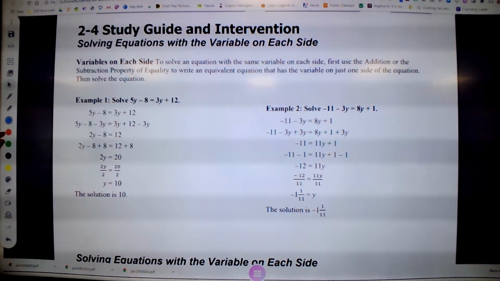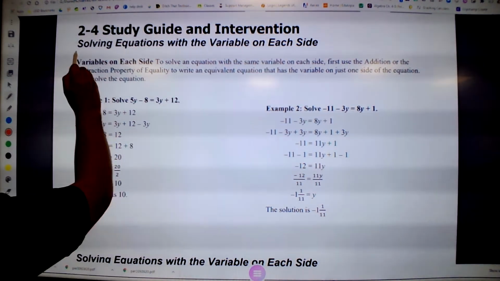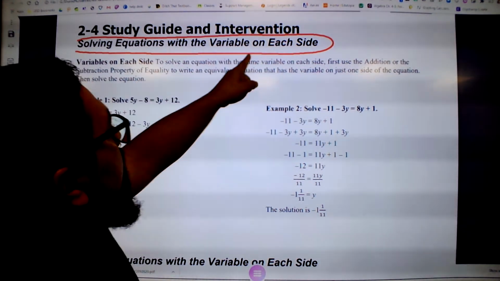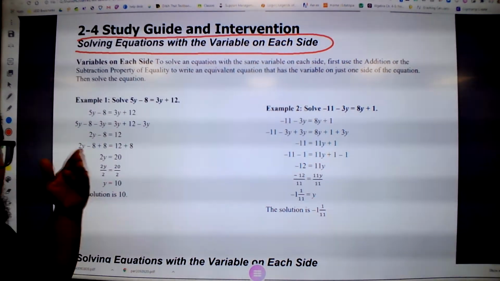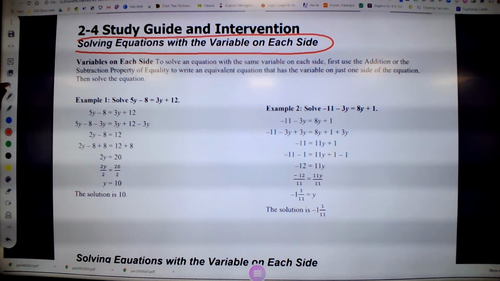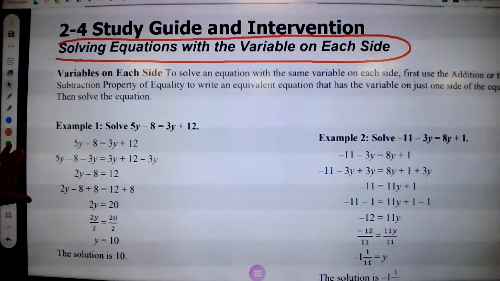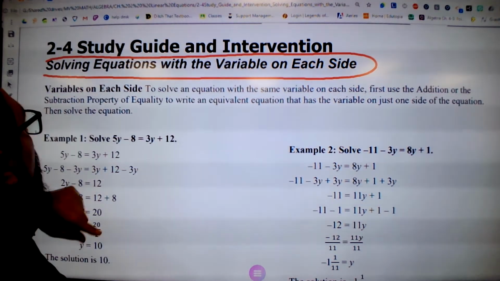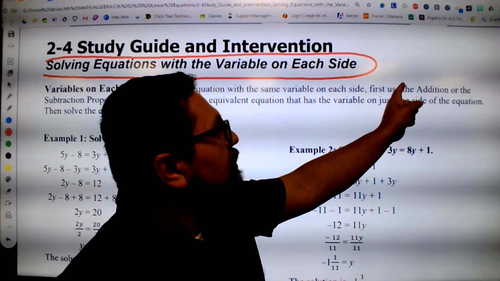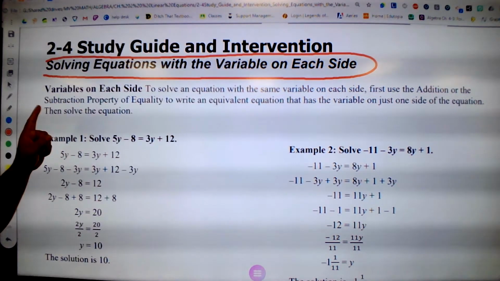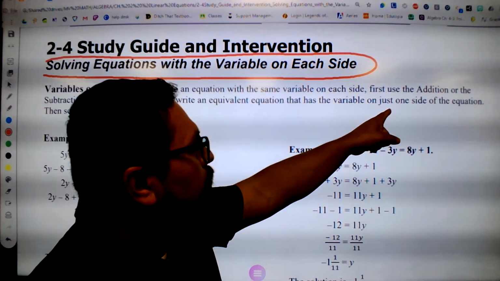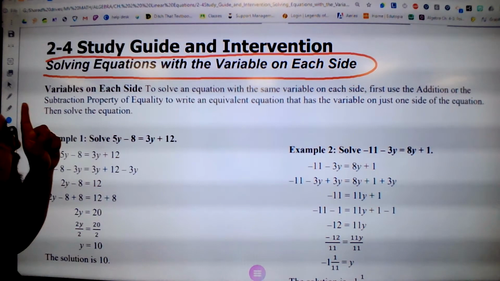Remember what we're doing today. We are solving equations with variables on both sides. In this case, it says each side, but we're doing it on both sides. Let's read the paragraph. Variables on each side: to solve an equation with the same variable on each side, first you use the addition or the subtraction property of equality to write an equivalent equation that has the variable on just one side of the equation. Then solve the equation.